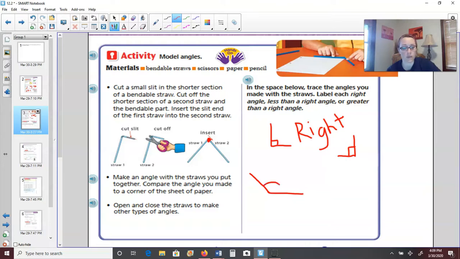Remember, obtuse angles are opening up very wide. So the space within here is obtuse. It is greater than a right angle. It's opening up really big. It's hard to write with this pen on my computer.